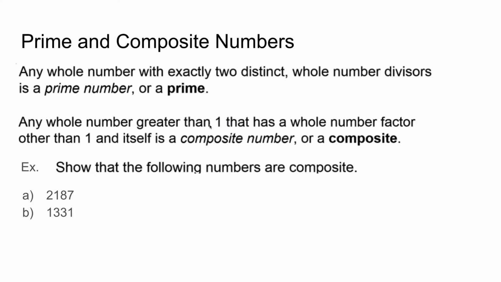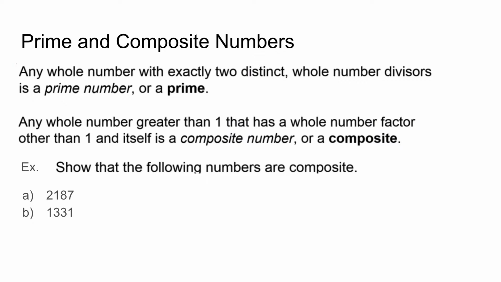Then let me ask you again. Is 1 a composite number? No, because a composite number is supposed to have more than two factors. There's another factor other than 1 and itself, right? So 1 is a special number that is neither prime nor composite.